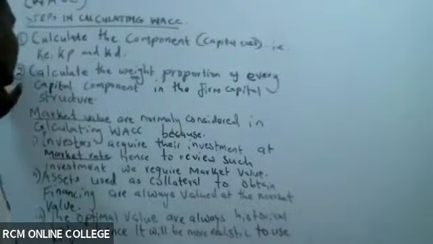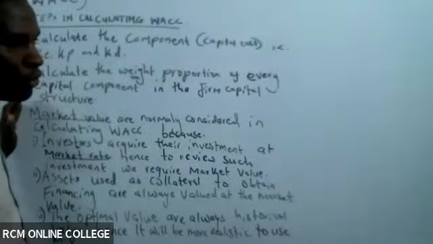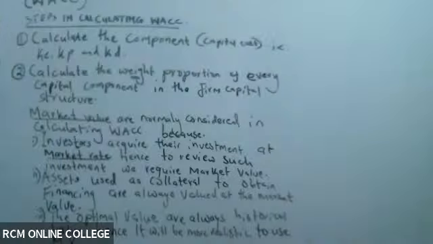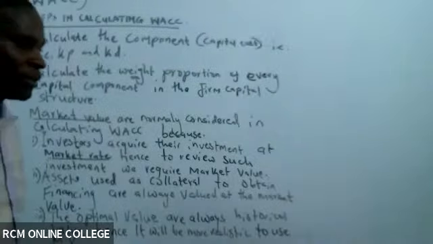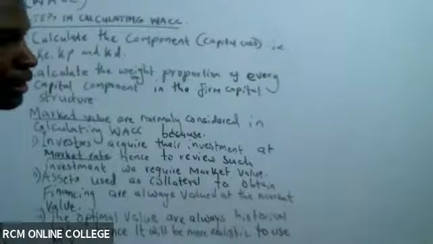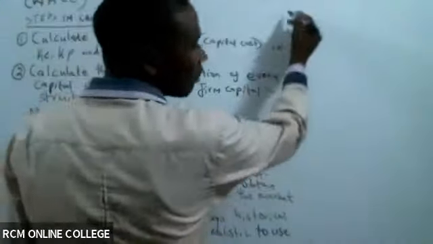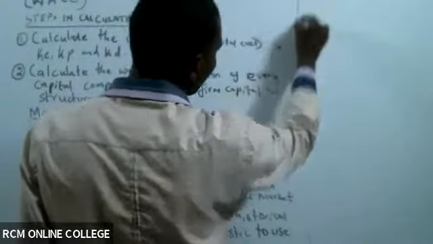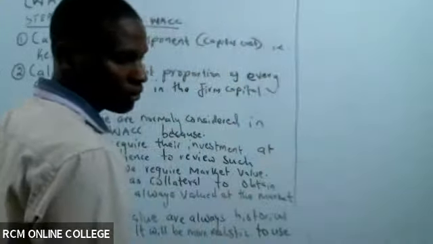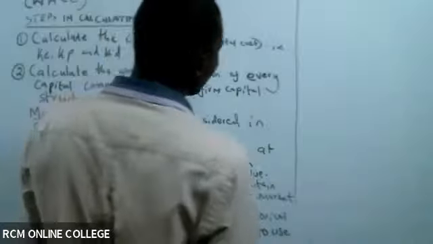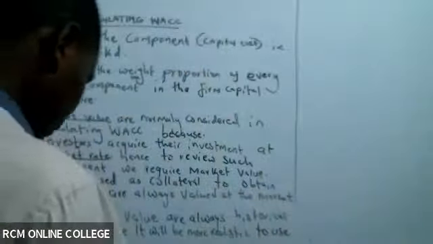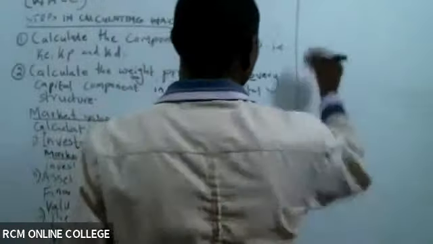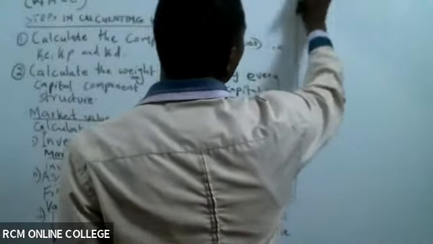Remember, that was just under step number 2. Ndio tumepause kidogo and then twende step number 3. Tuko pamoja hadi hapo? Tunataka tuelewane vizuri. So we go to step number 3. Step number 3, you multiply the component cost with their respective weight.